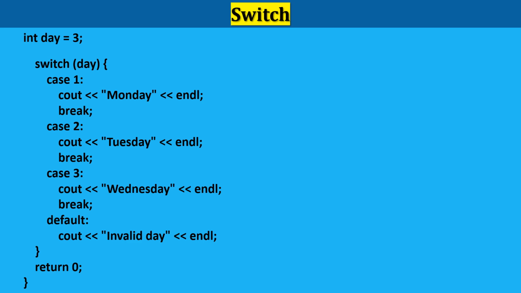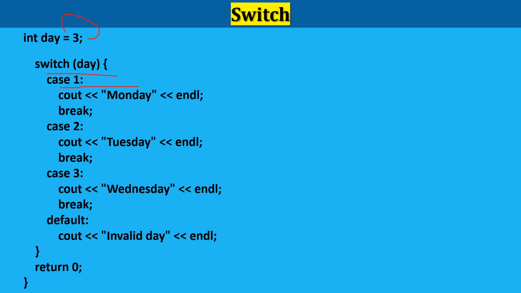And now we see the same in code. Declare an integer variable day and initialize it with the value of 3. This represents the current day, which the program will evaluate in the switch statement. Switch day starts a switch statement that evaluates the value of day. The switch checks day against multiple case labels to determine which block of code to execute.